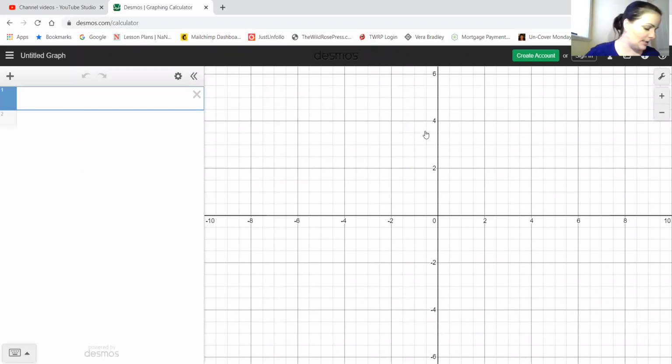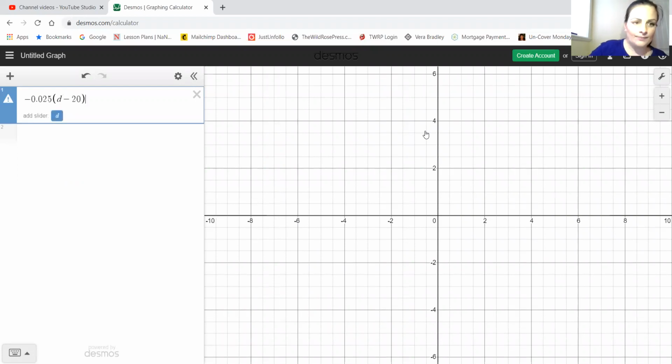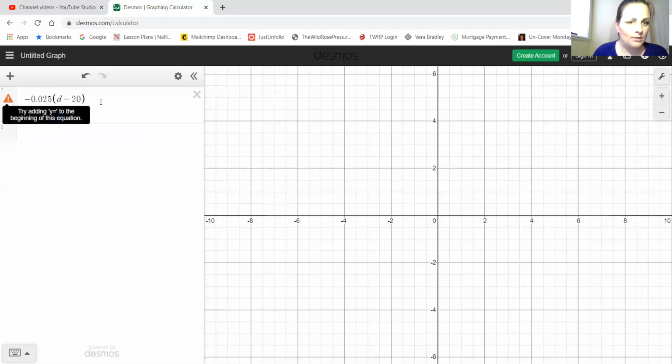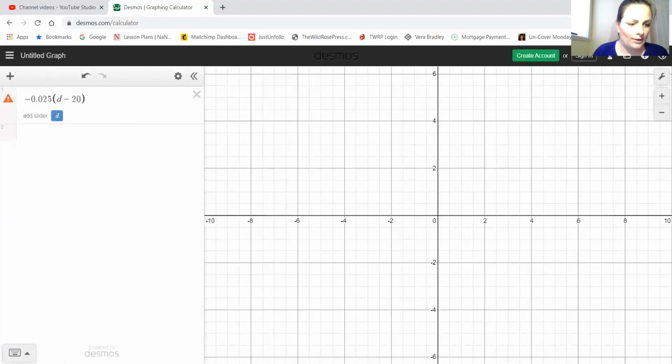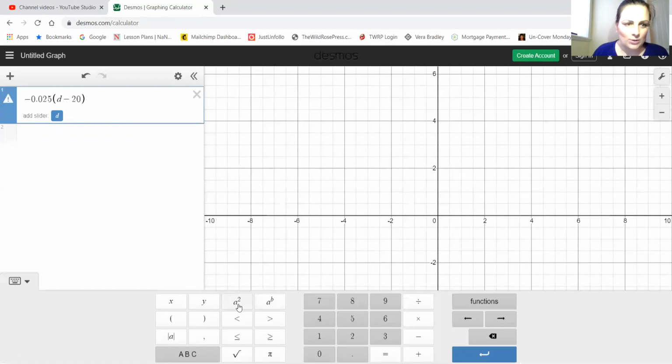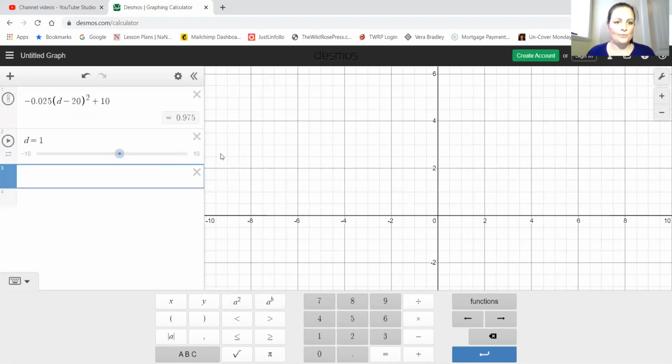So it was negative 0.025 bracket D, where am I? Minus 20 squared, I think on here. There, oh, there it is. It's hiding. I want squared and then plus 10.